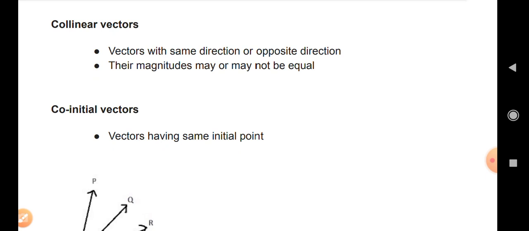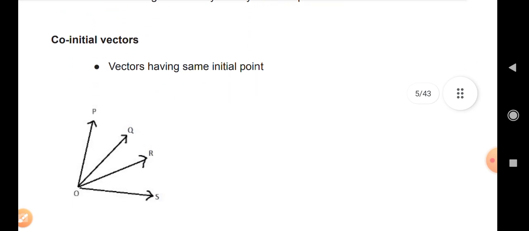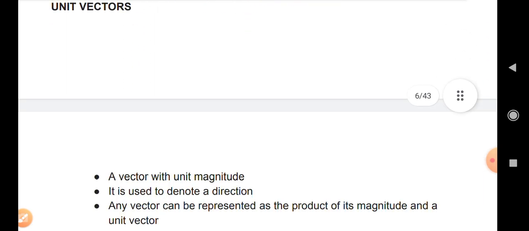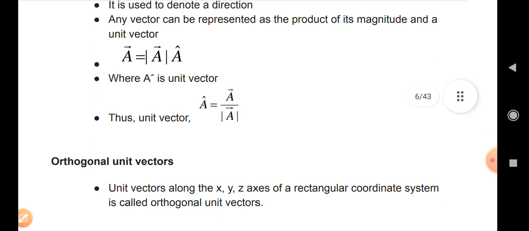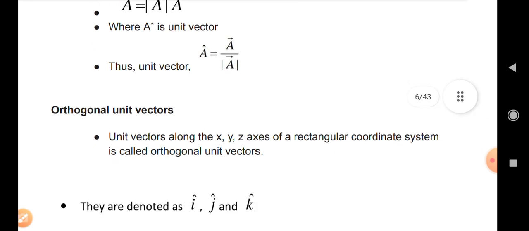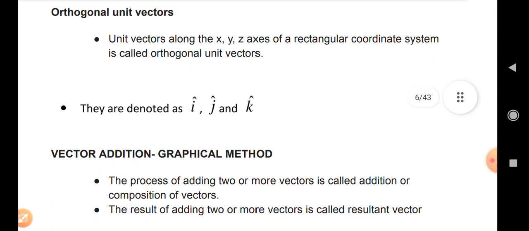Collinear vectors: vectors with the same direction or opposite direction, magnitudes may be anything. Coplanar vectors. Unit vector: a vector with unit magnitude. It is used to denote a direction. Any vector can be represented as the product of its magnitude and a unit vector. A vector is equal to the magnitude of A times A cap, where A cap is a unit vector. A cap is equal to A vector divided by magnitude of A vector. This is the unit vector. Orthogonal unit vector.